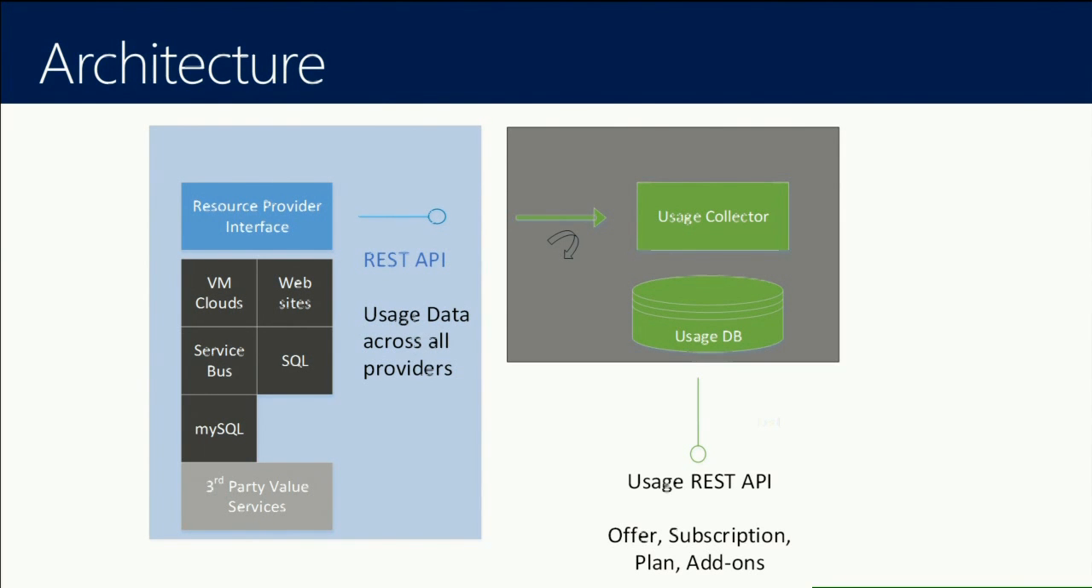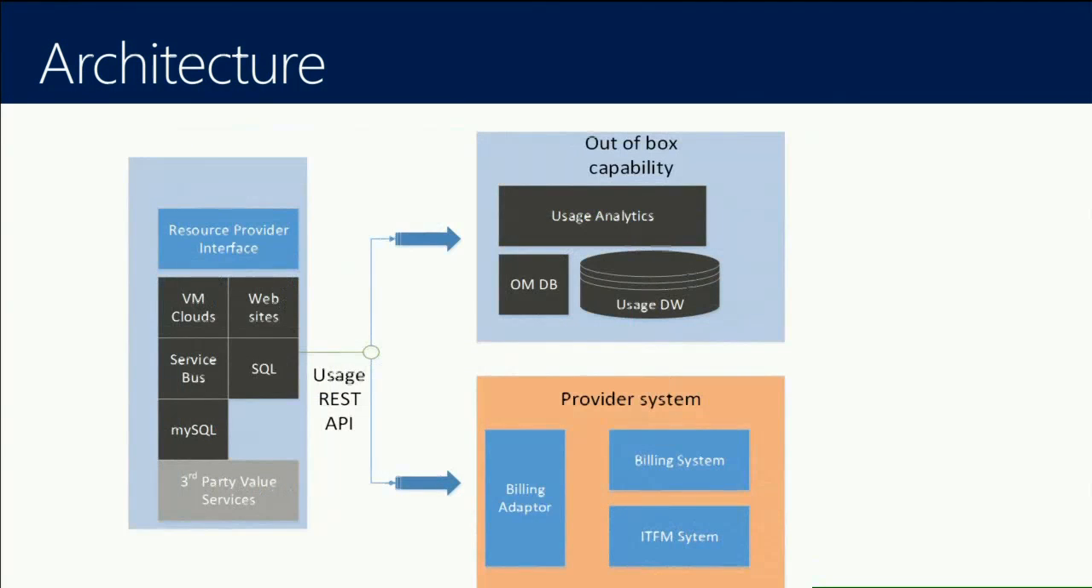Along with this, we have a billing API that is available as part of the Windows Azure Pack usage service. This is a REST-based API. This is the API that actually gives you that consistent data across these different resource providers, and it gives you one way to get that data. That data consists of both resource utilization as well as plans, subscriptions, and add-ons information.